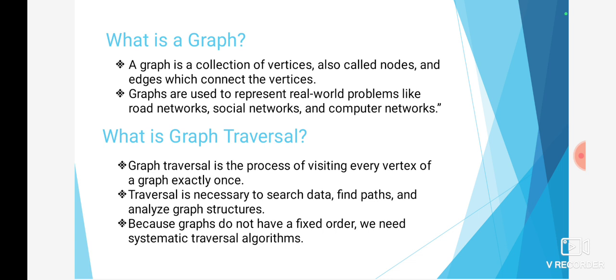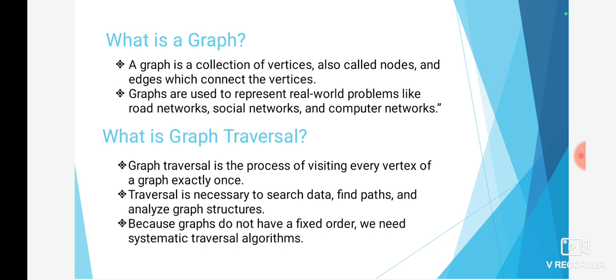What is a graph? A graph is a collection of vertices, also known as nodes, and edges, which connect these vertices. Graphs are used to represent many real-world systems such as road networks, social media networks, and computer networks. Each vertex represents an entity and edges represent the relationship between them.